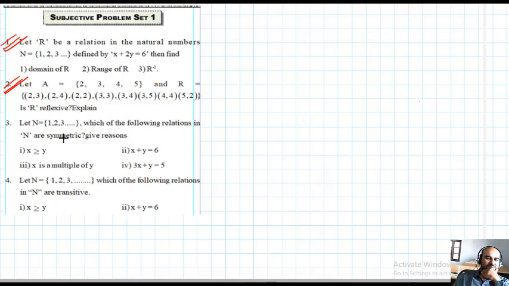Now third problem, which of the following relations in n natural numbers is symmetric. Okay. So one by one I want to write. First one, x greater than or equal to y. Just the rule is given, no? You know how to check whether the rule is reflexive or not. What does the relation mean? Greater than or equal to relation. What is R here? Greater than or equal to. You want to check whether greater than or equal to is reflexive or not?